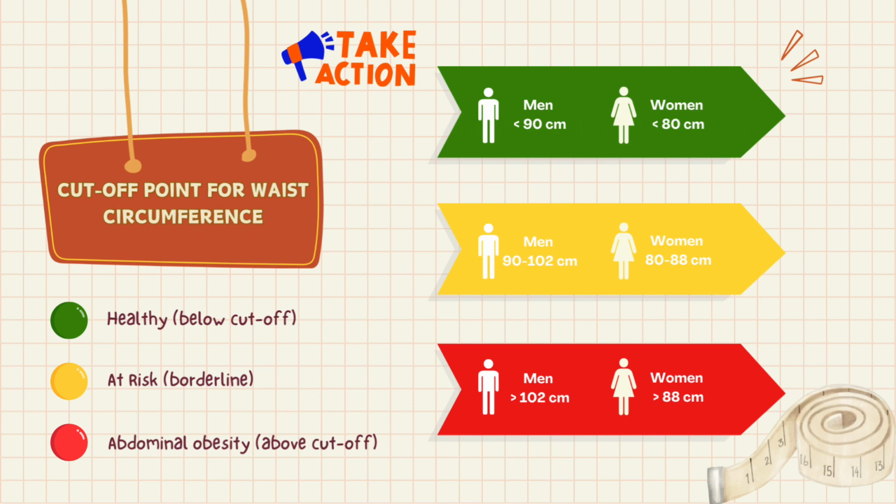At risk, men, 90 centimeters to 102 centimeters. Women, 80 centimeters to 88 centimeters. Abdominal obesity. Men, more than 102 centimeters. Women, more than 88 centimeters. Above these cutoff points means higher risk for lifestyle diseases, even if you aren't overweight.